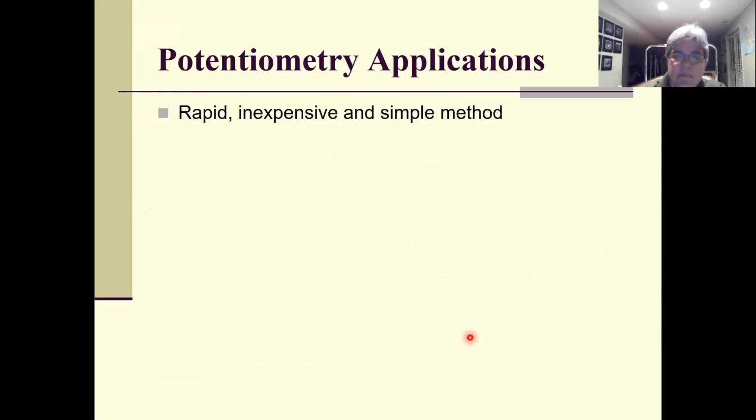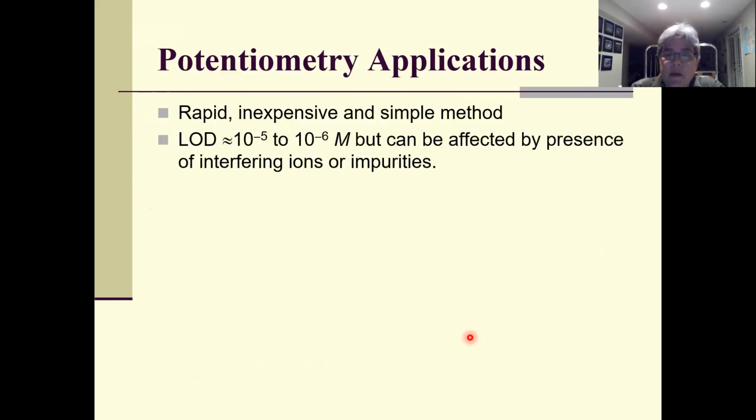So now to just wrap up this chapter, the applications for potentiometry. This is a very rapid, simple, inexpensive method. Detection limits, 10^-5, 10^-6 molar, so pretty good. But we have to be careful if there are things that are interfering. Then sometimes that can hurt your detection limit.